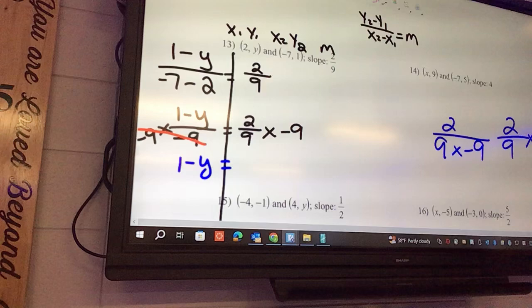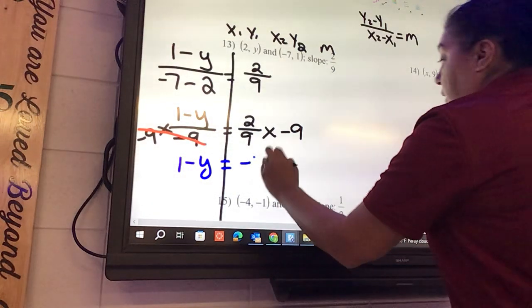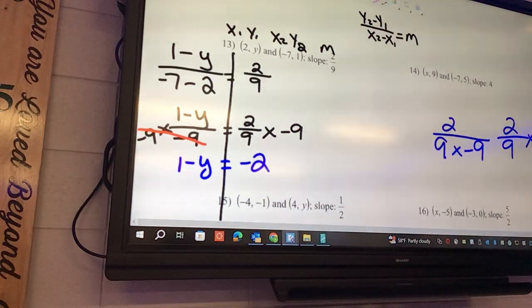-2. So that's the answer. It's not, because do we know what y is? It says 1 minus y equals -2. So now how do I solve for y?